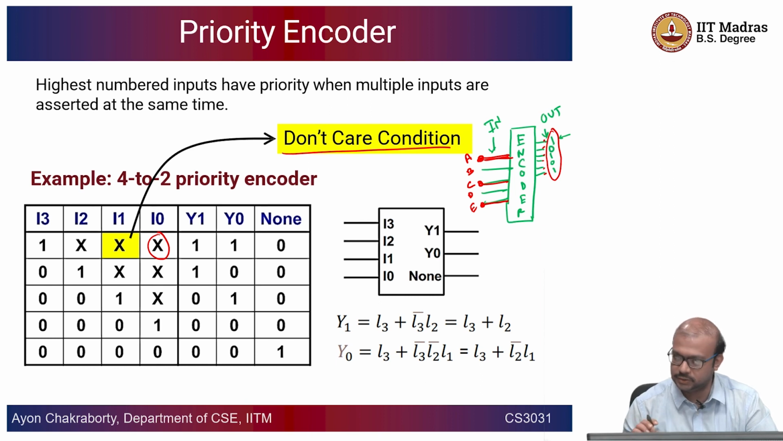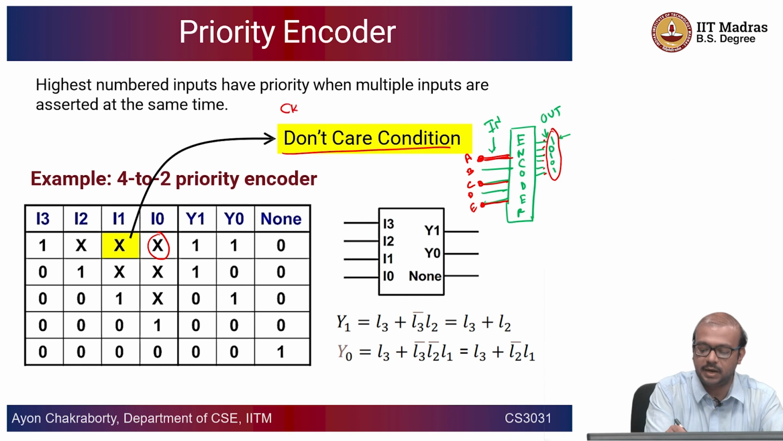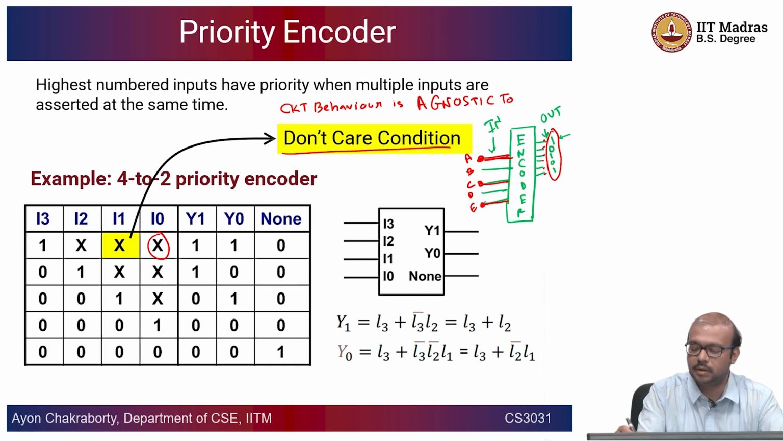If 1 is chosen, it is true. But there is this thing called X, which means I don't care whether it's 1 or 0. It could be 1, it could be 0. Your circuit behavior should not depend on X being 1 or X being 0. That is extremely important. Your circuit behavior is agnostic to don't care conditions.